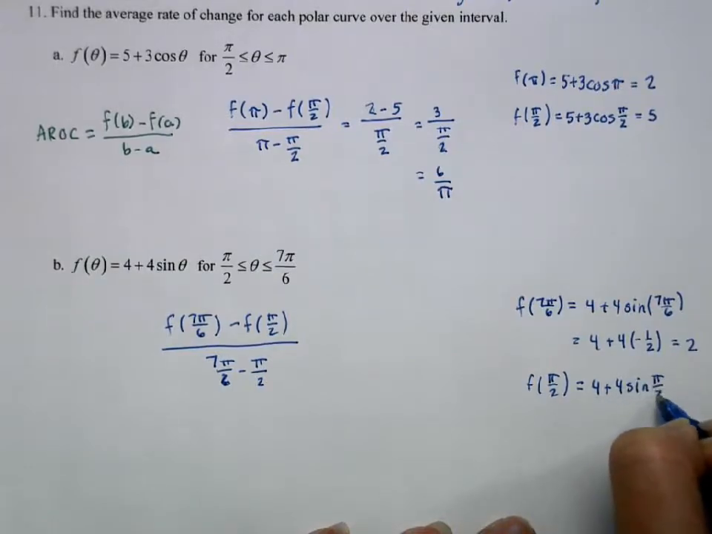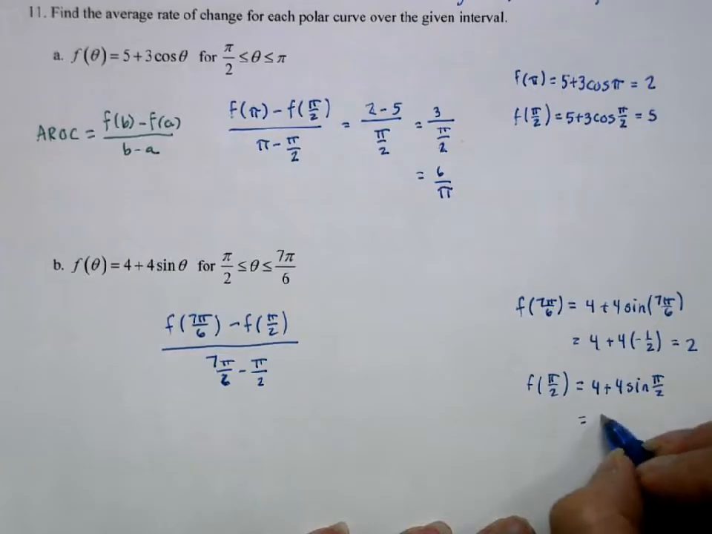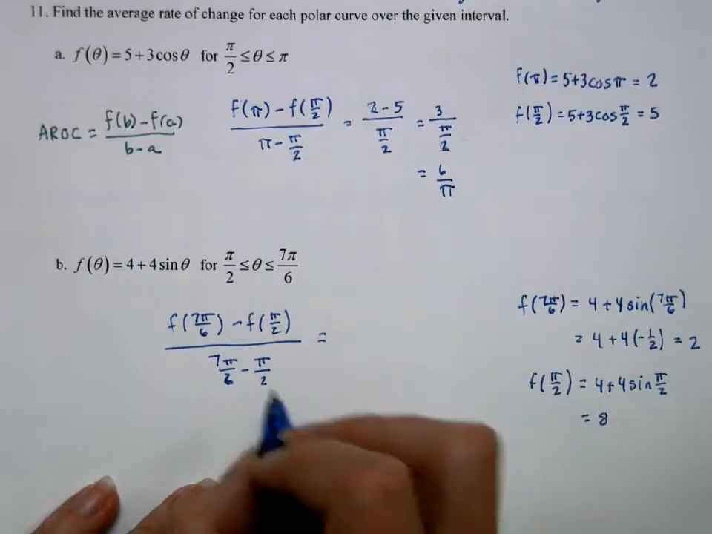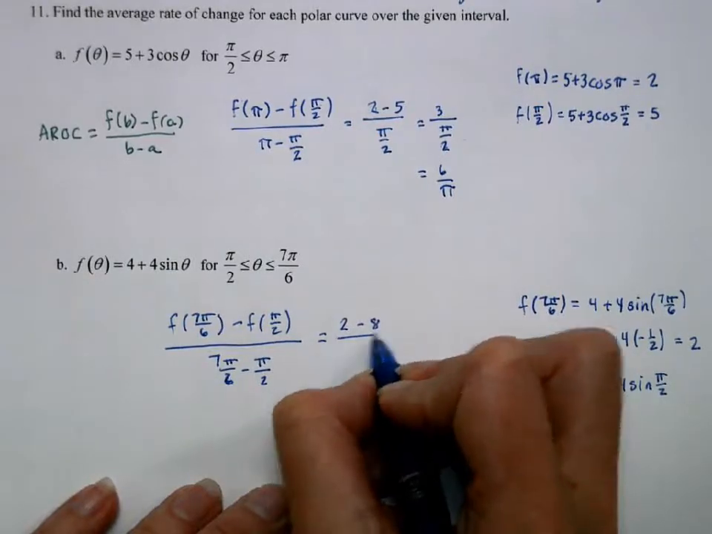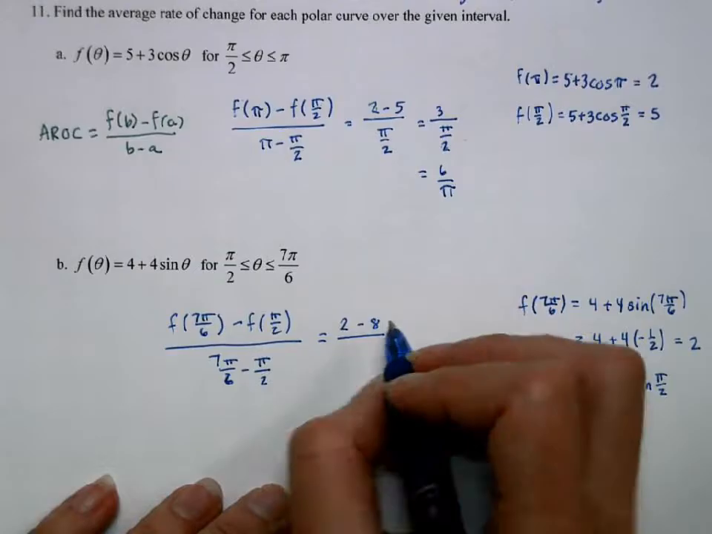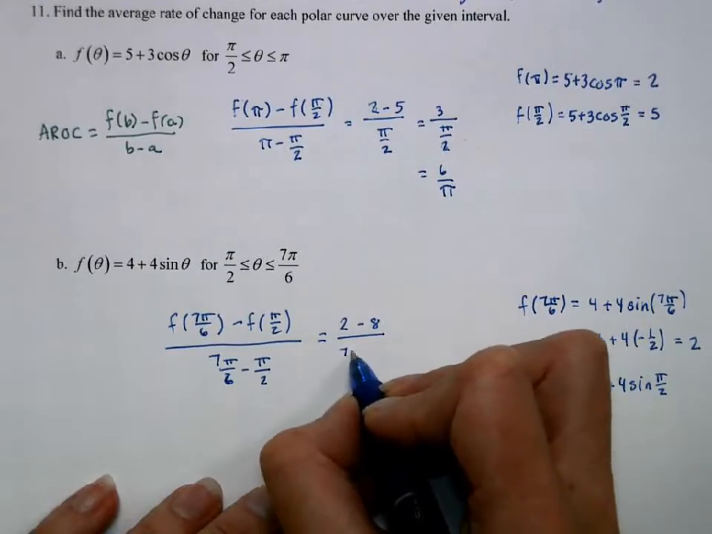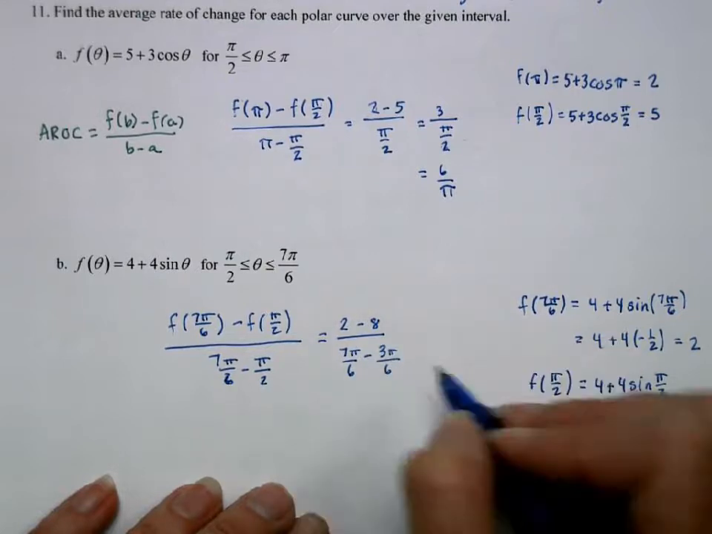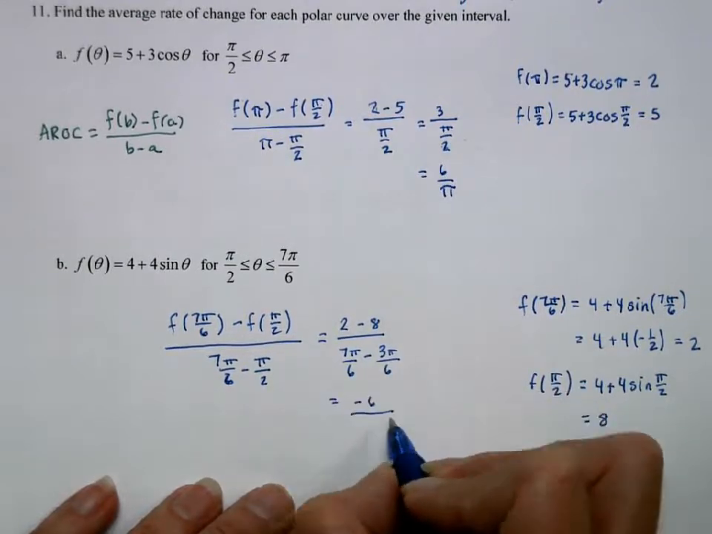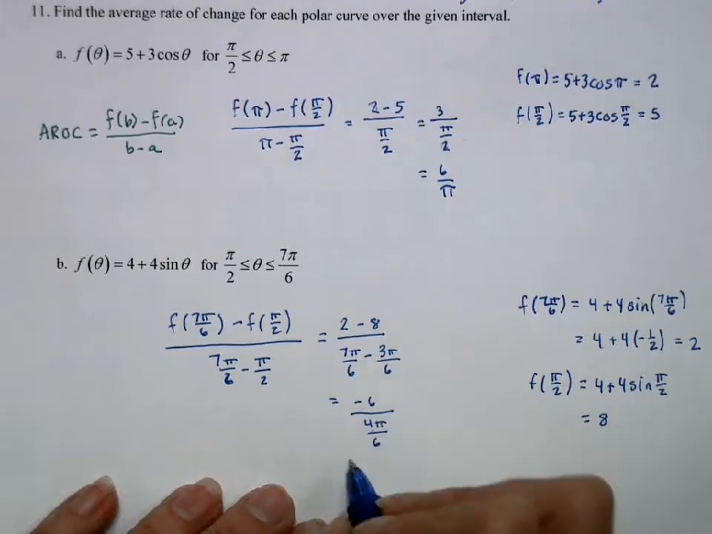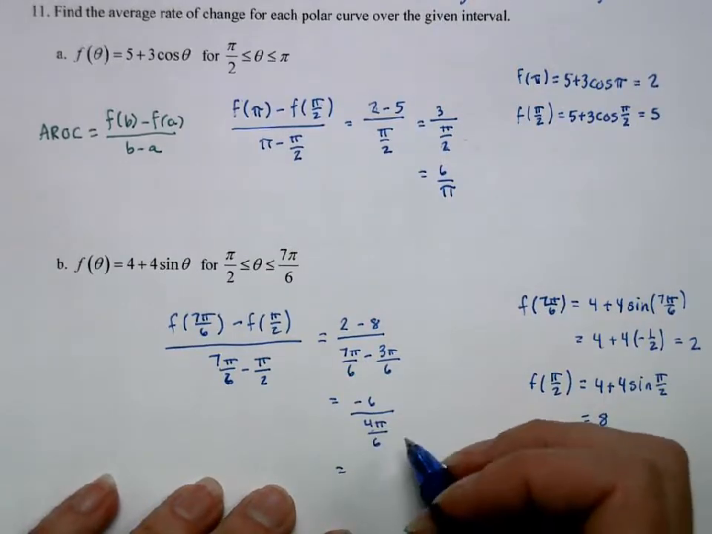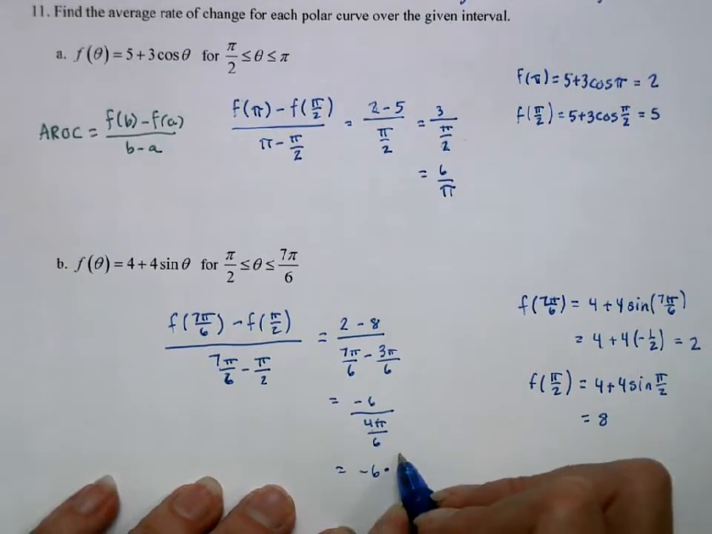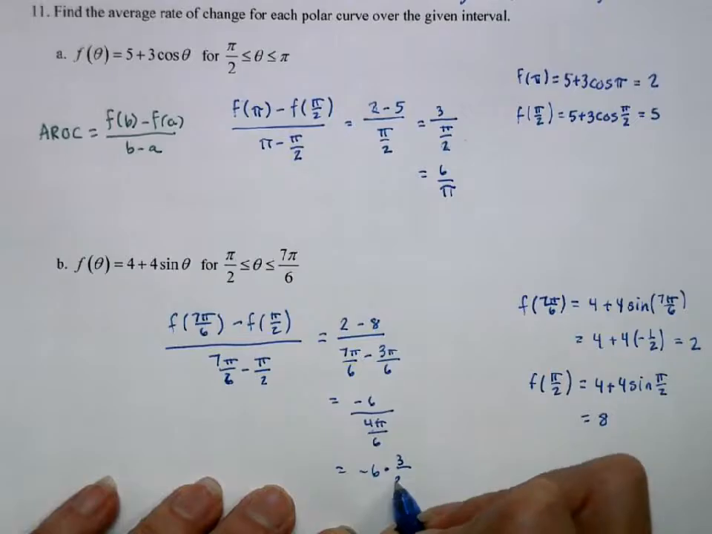So I get 2 minus 8 over, I'm going to get a common denominator here, so that's going to be 7 pi over 6 minus 3 pi over 6. So that's a negative 6 over 4 pi over 6. Which is going to be a negative 6 times the reciprocal, which reduced is 3 over 2 pi. So that's going to be a 3 times 3, so I get a negative 9 over pi.